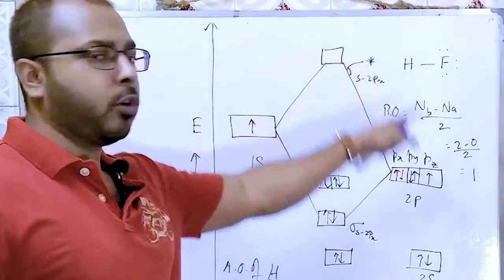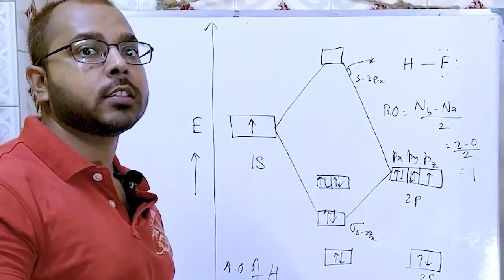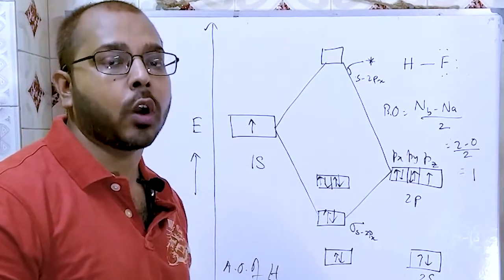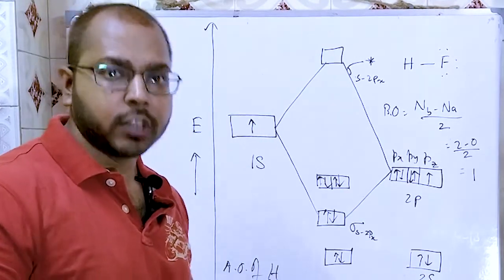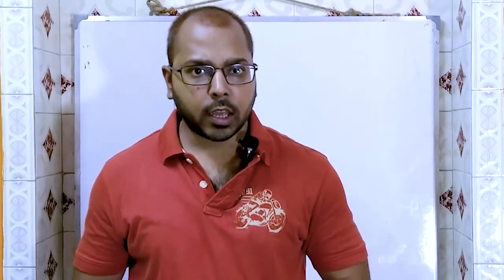So this is the MO of HF. Now come to the CO part. CO, carbon monoxide. We will see what is the bond order in between them. CO part means carbon and oxygen, 2 atoms are there.